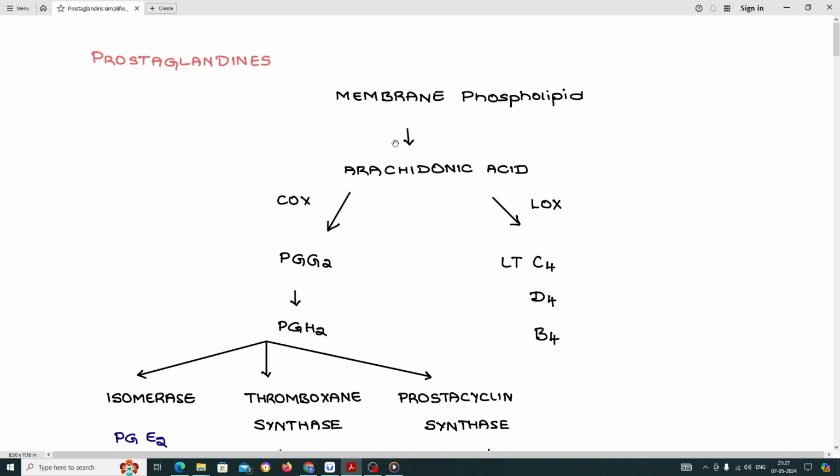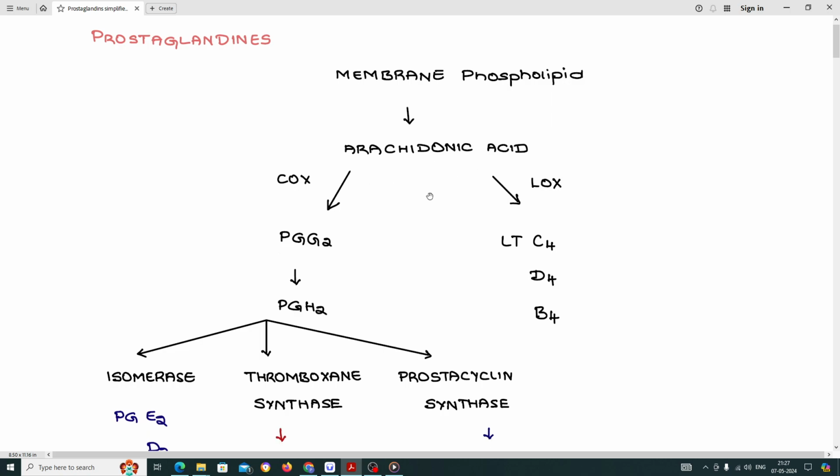So prostaglandins, you need to remember, so we have a membrane phospholipid, and with the help of phospholipase A2 enzyme it gets converted into arachidonic acid. So arachidonic acid will be moving into two pathways, one is the COX pathway and the LOX pathway. So lipoxygenase pathway will lead to production of the leukotriene C4, leukotriene D4 and leukotriene B4, which are the potent bronchoconstrictors, which are the inflammatory mediators.